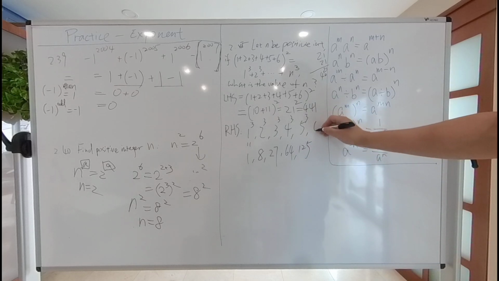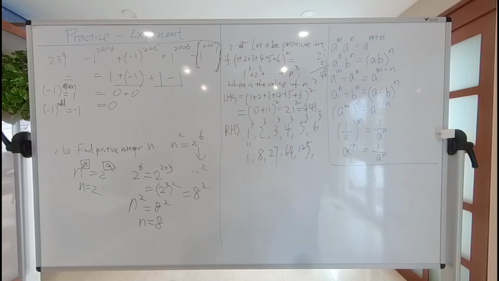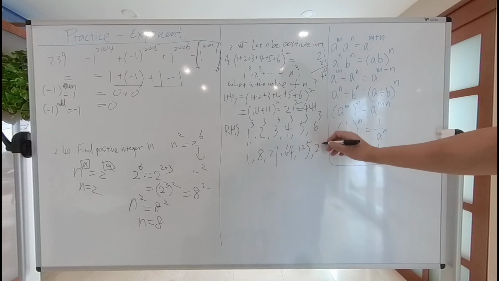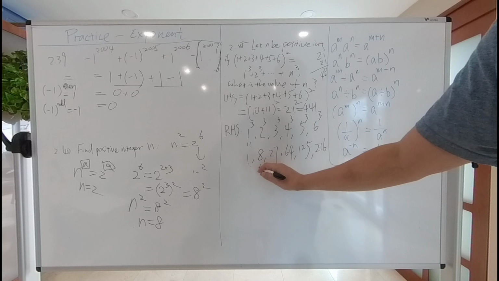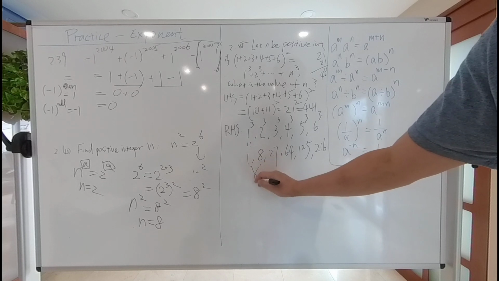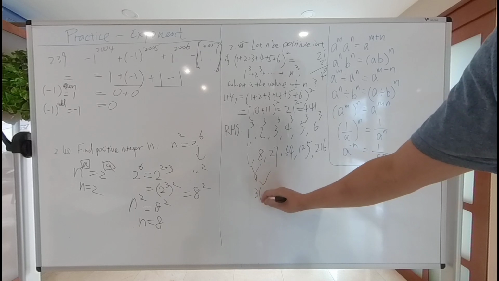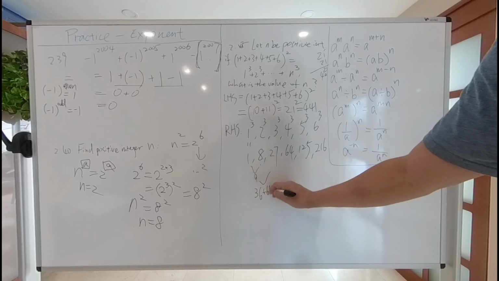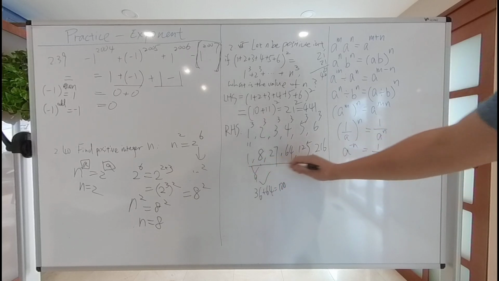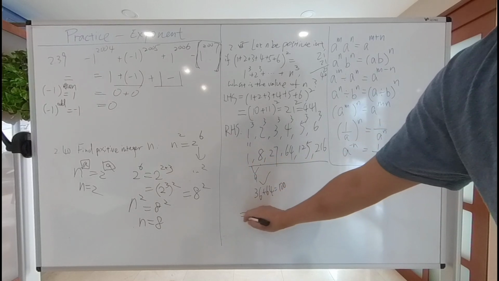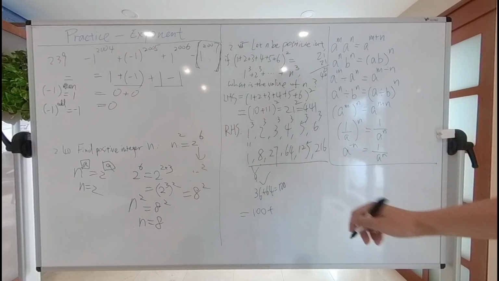So maybe let me write one more term and check the value. 6 cubed is 36 times 6, which is 216. So how about now? 1 plus 8 is 9. 9 plus 27 is 36. 36 plus 64 is 100. So the first 4 terms add up to 100.